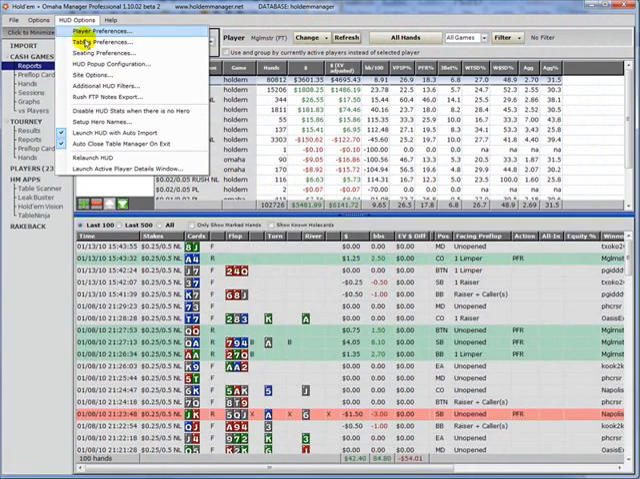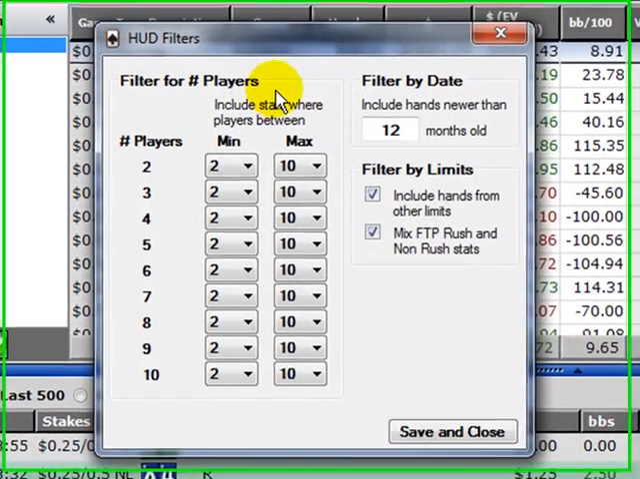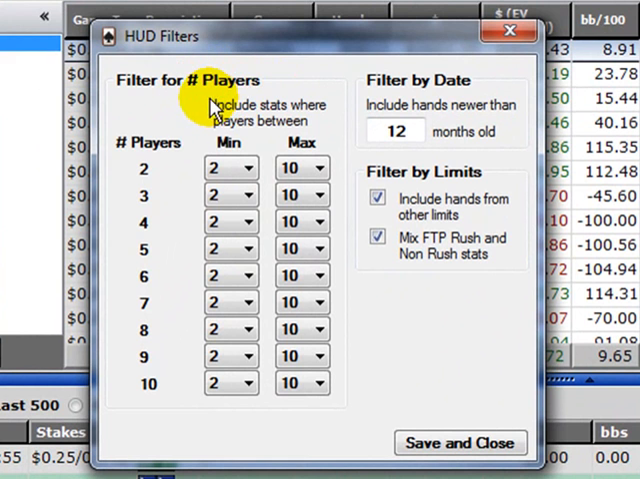HUD options. Additional HUD filters allow you to filter your HUD by number of players that are dealt into the hand, by date, and by limits. The date up here right now is set to only include hands that are within the last 12 months. So if you play a lot of tables, you may only want the last 2 or 3 months of hands shown in your HUD, and that's how you would change that.